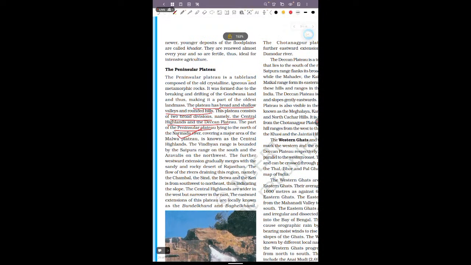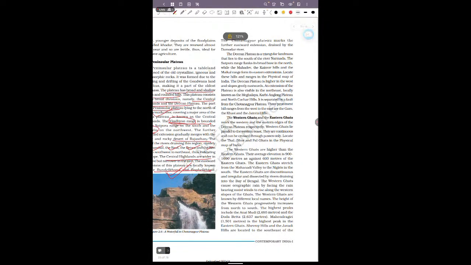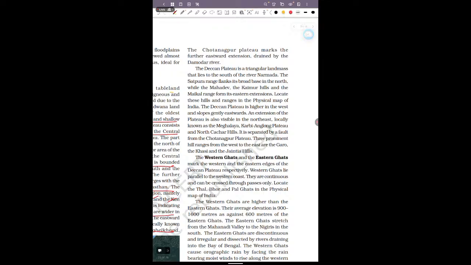So the next thing here is that the Vindhyan range is bounded. We have seen the location of the Vindhyan range. We have also seen the Aravallis, and we also saw the Chambal, Sindh, Betwa, Ken, the desertic region. Here is the Bundelkhand, Baghelkhand. It is also in the central highlands. These are also found.